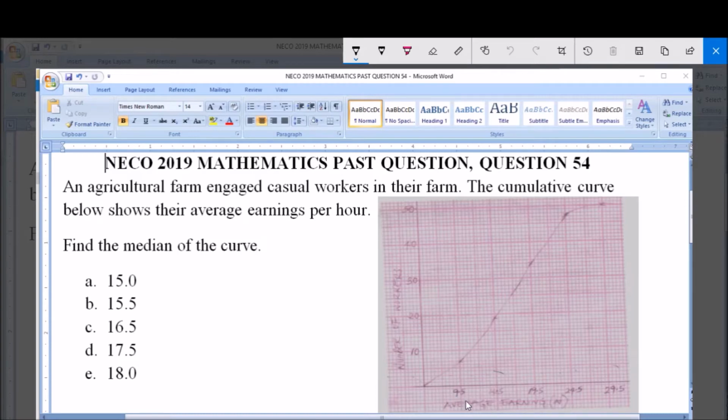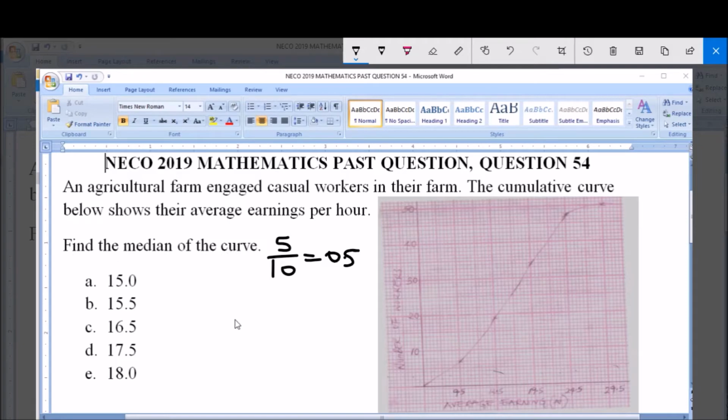Now this here says 9.5, here we have 14.5, 19.5, here 24.5 and here 29.5, meaning that each of these boxes represents what? 0.5. Because if you look at it, 9.5, 10.5, 11.5, 12.5, 13.5 and 14.5, that is 5, and we have 10 boxes here. So 5 divided by 10 will give us 0.5, meaning that each of these boxes represents 0.5.